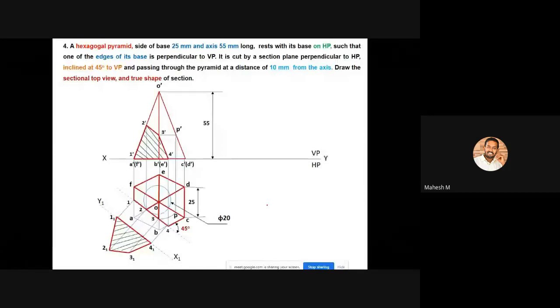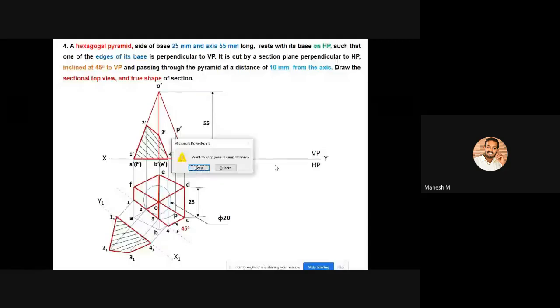So that's all about the fourth diagram. So any doubts? We have another 20 more minutes. We'll try to complete one more problem. இது வரைக்கும் நம்ம 6 ப்ராப்ளம் பார்த்துட்டோம் செக்ஷன் ஆஃப் பிளேன்ஸ்ல. ஏதாவது டவுட்ஸ் இருக்கா?